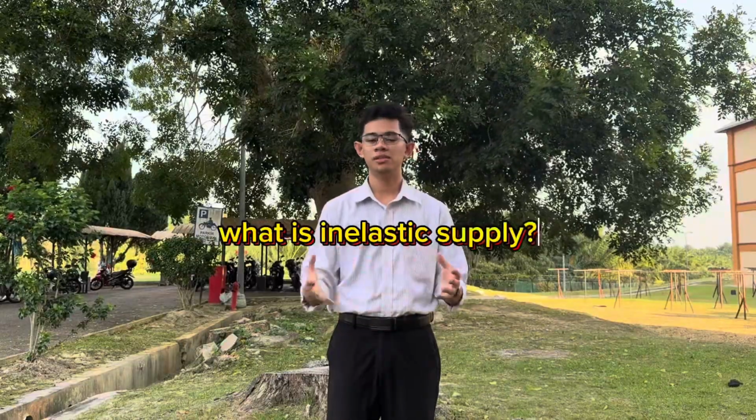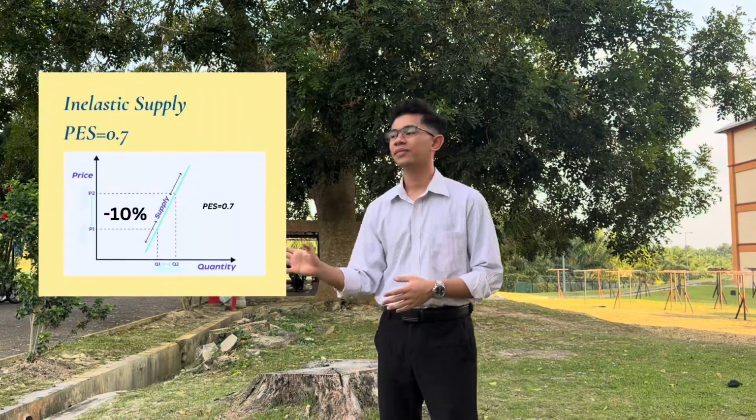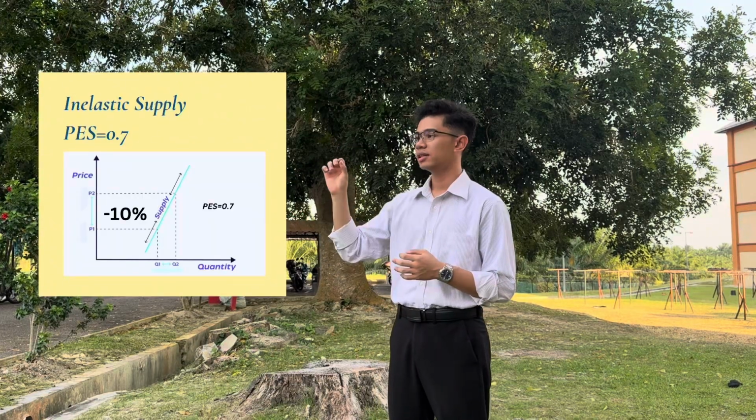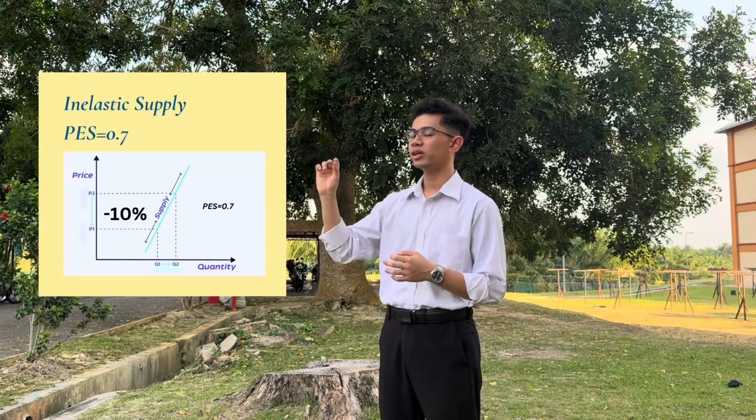What is inelastic supply? Inelastic supply happens when Maju Auto decreases their car price, and that leads to only a little change in the quantity supplied. Here is the graph. We can see in the graph the price is decreasing and only a little change happens in the quantity supplied. So Maju Auto needs to take precautionary action.